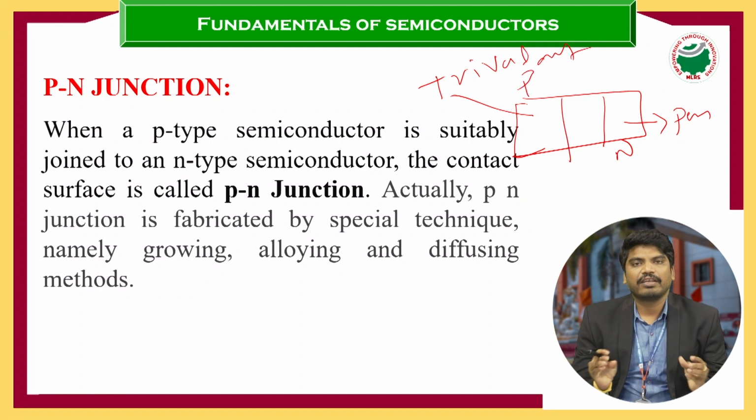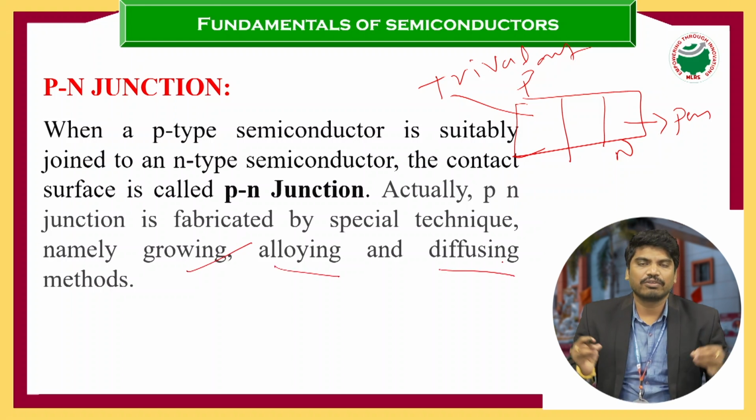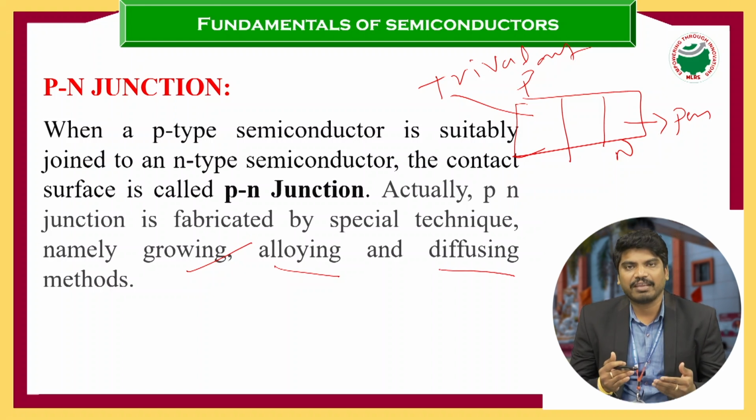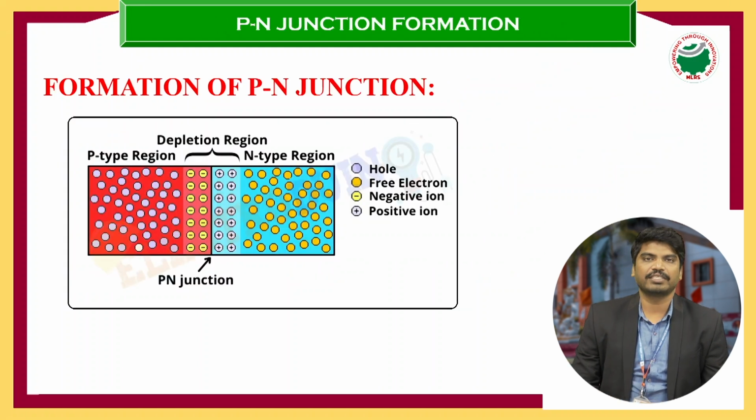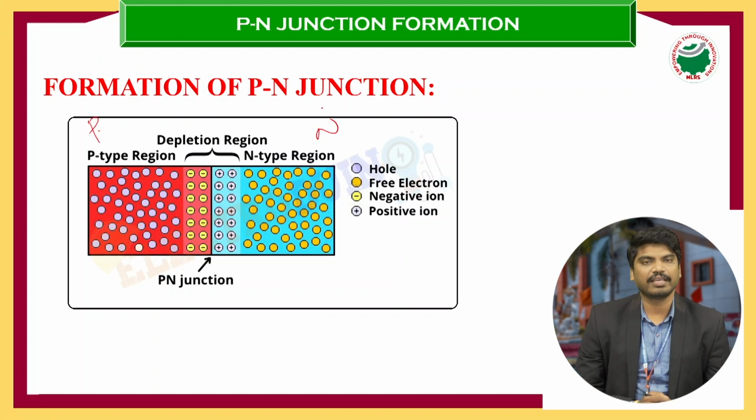Then when we join them together, there are different processes to join this p-type and n-type material. Those are growing, alloying, and diffusing. These are the different methods to join the p-type and n-type material. Now if I join a p-type and n-type material together, what will happen and how is a PN junction formed, that we will see now. In this image, we can clearly see that we have taken a p-type material here and we have taken an n-type material here.